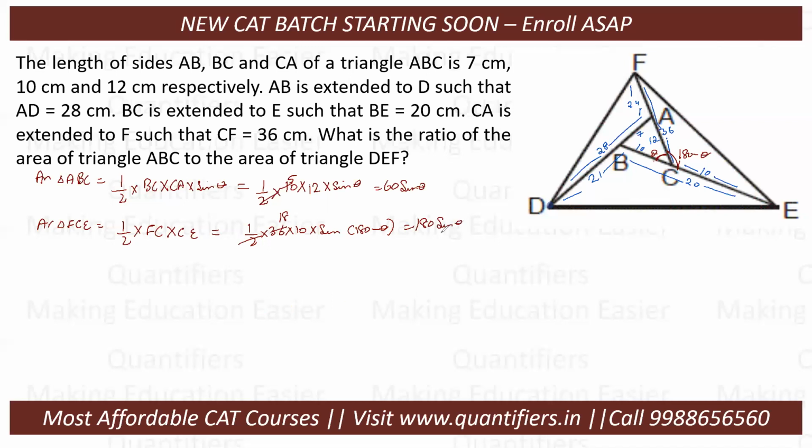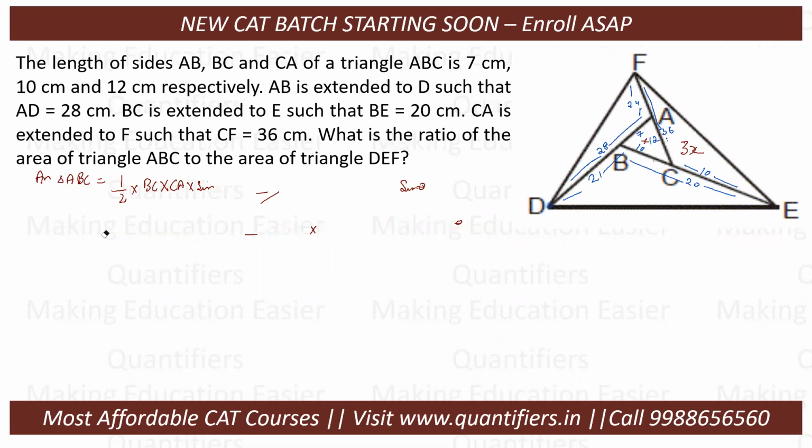Which means, now understand, if the area of the inside triangle ABC is x, this is 3x. I cannot find the exact value because the angle is not known, but I can find the relation that it is 3 times. So x and 3x.